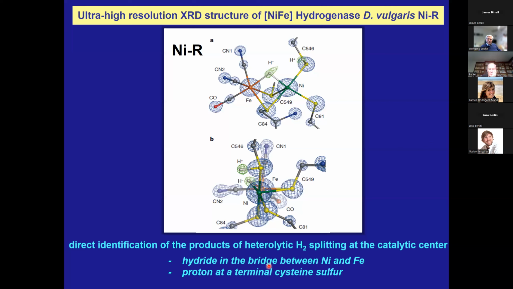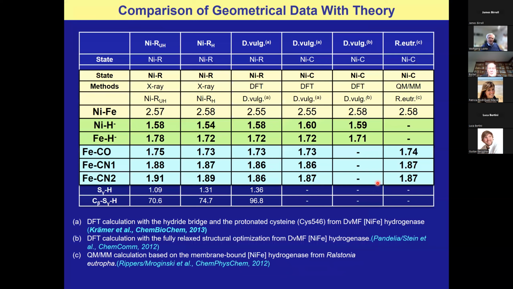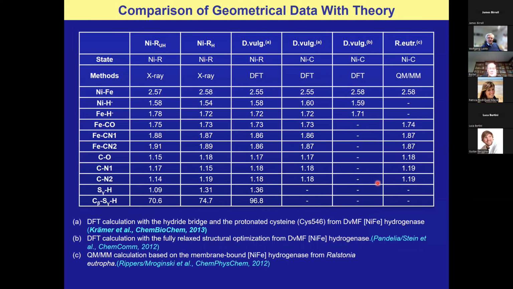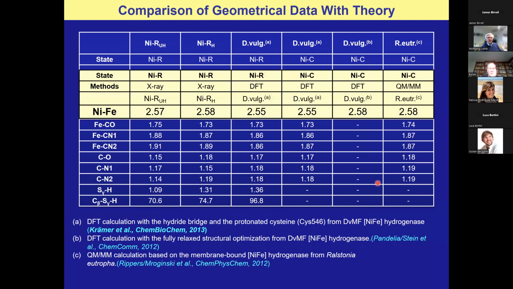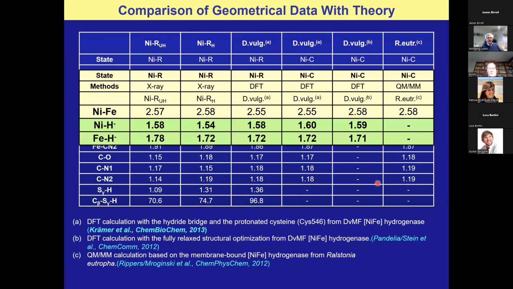And we also saw the proton, which is attached here to the neighboring cysteine. That means we could directly identify the products of the heterolytic splitting of hydrogen at the catalytic center when we prepared this nickel R state. That was important, but there were many other things. For example, the distances. We could see the nickel iron distance comparison with various calculations that were done before the structure came out, showed that this is an excellent agreement. Also, the nickel to hydride distance is certainly much shorter than the one to the iron.